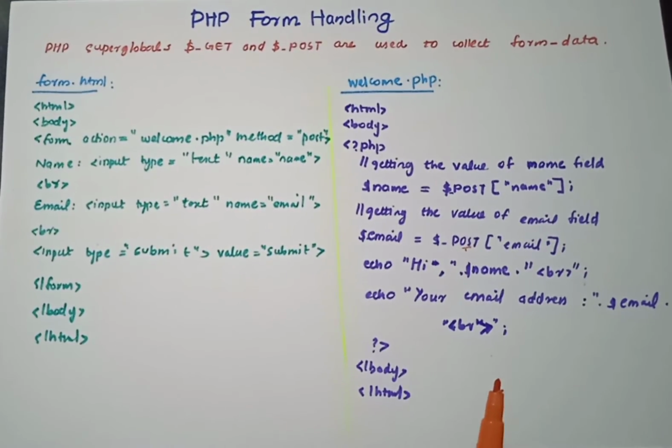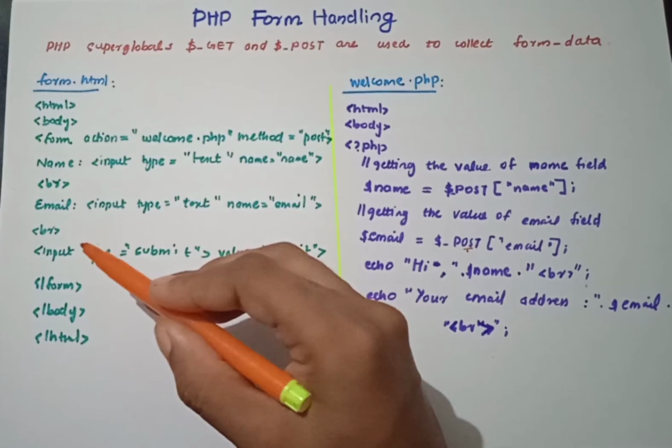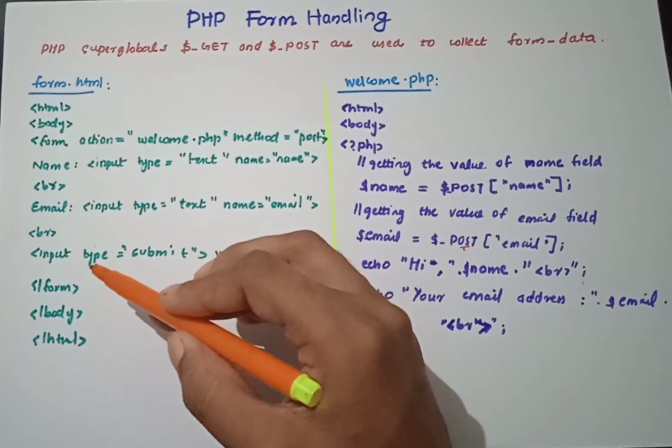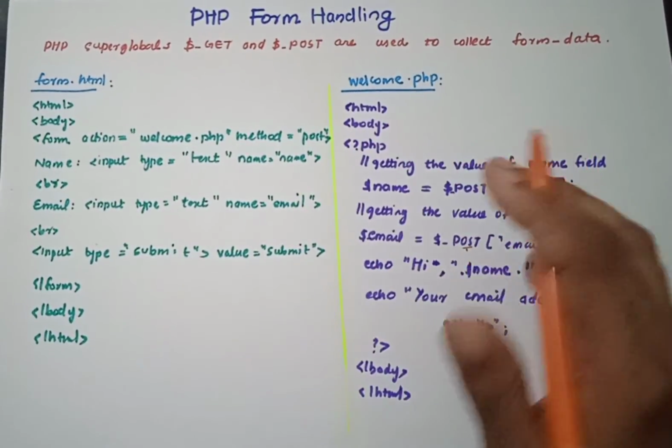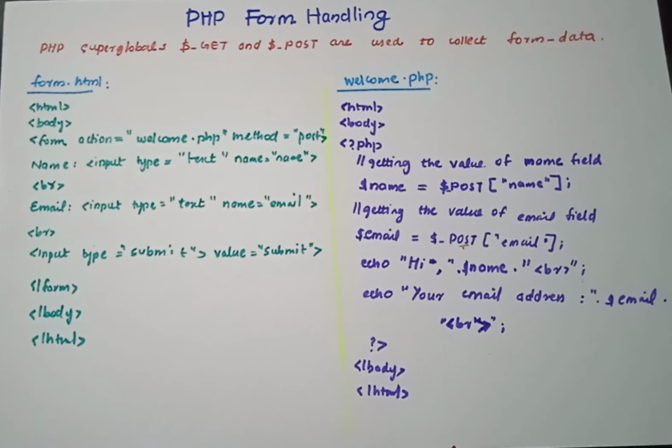So this is the simplest method. That means the values from each of these input fields are received by the variables that we are checking using this handling method. Okay, so this is all about today's session.